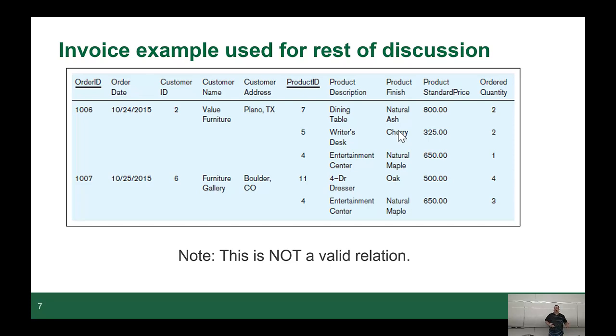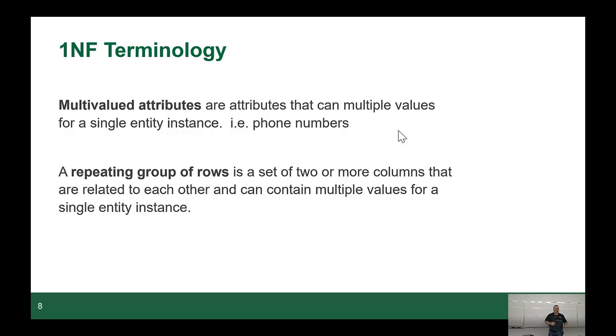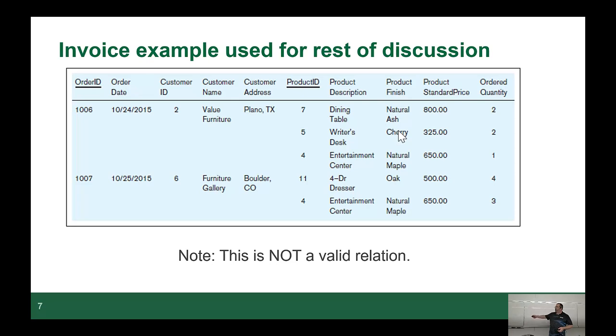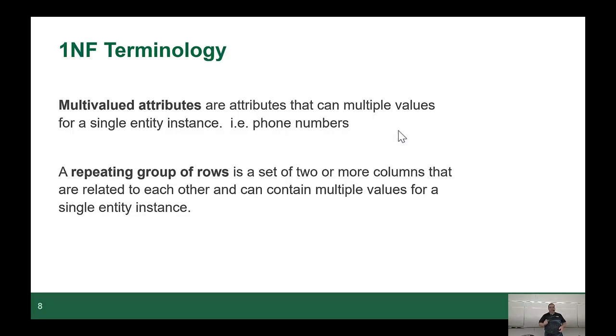It's going to blow your mind. I kid you not, when I show it to you. So I'm going to get some terminology out of the way. Multi-valued attributes are attributes that contain multiple values for a single entity instance. For example, a person has more than one phone number. A repeating group of rows is a set of two or more columns that are related to each other and can contain multiple values for a single instance. This is a repeating group of columns or repeating group of rows, depending which phrase you want to use. So how do you fix your problem?